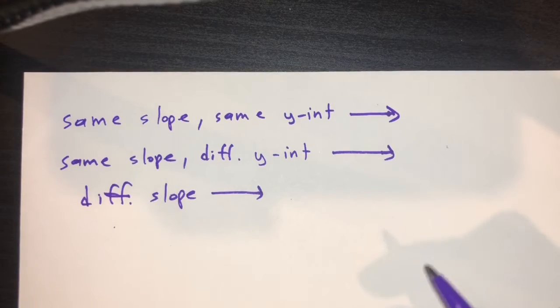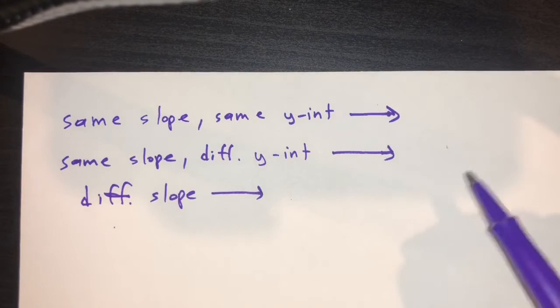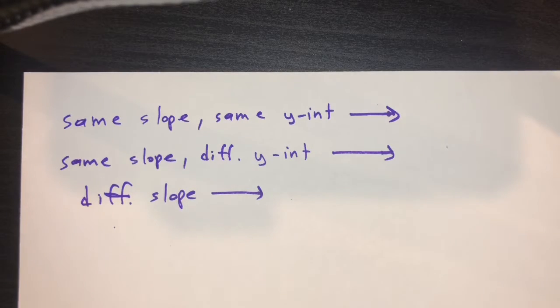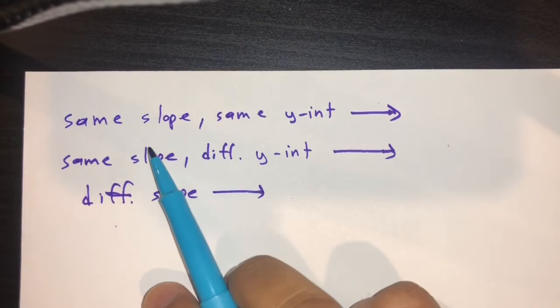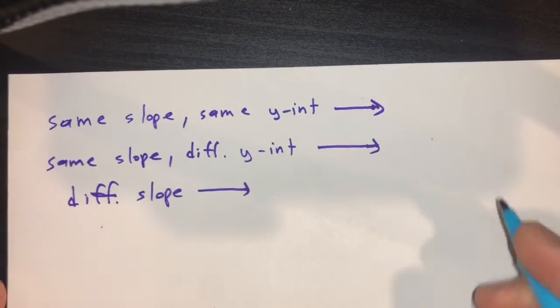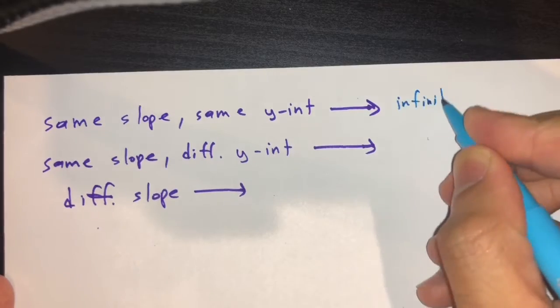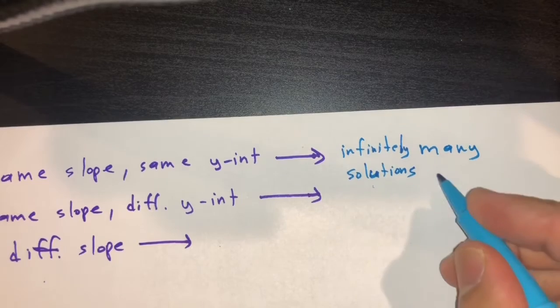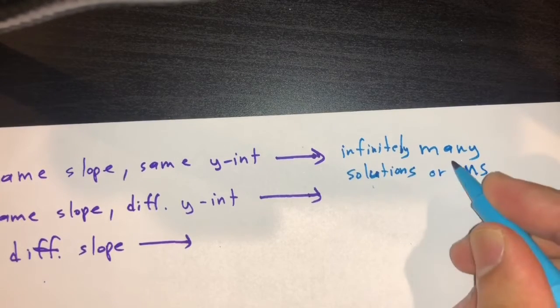So for this week's lesson, it's actually just a set of rules that you need to follow in order to determine whether the system of equations that's given has one solution, no solutions, or infinitely many solutions. So right here, when you're given the two equations, if you have the same slope and the same y-intercept, then that is infinitely many solutions, or IMS.